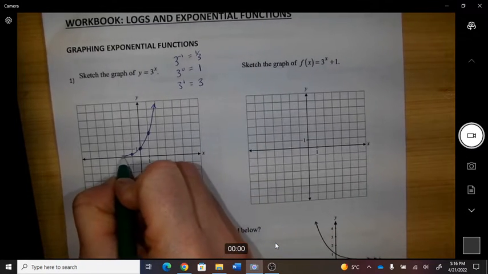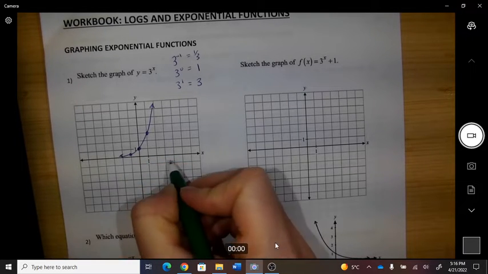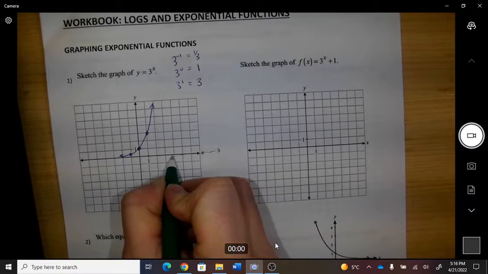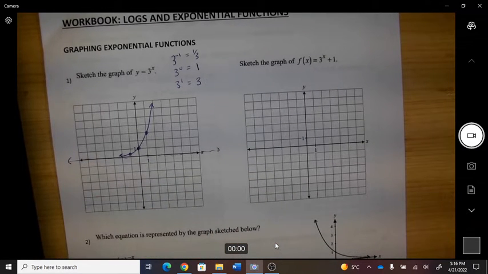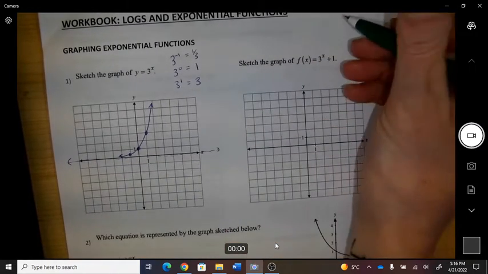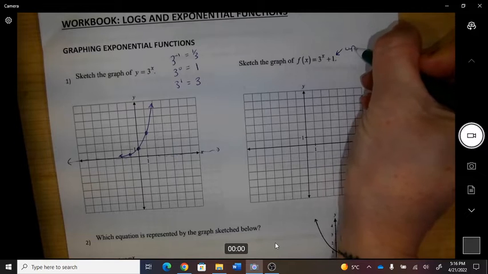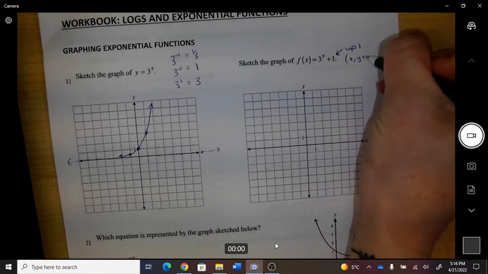And this is going to continue to decrease, and it's going to get closer and closer to 0, which creates an asymptote. Now I've graphed this, which is the same as that. This means up 1, or in other words, x comma y plus 1.